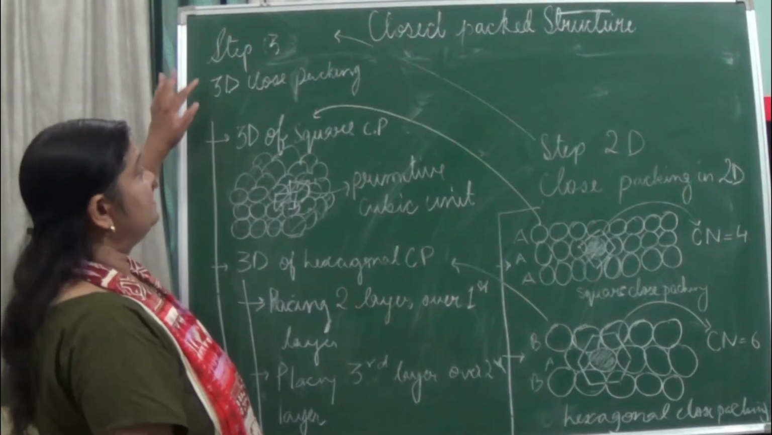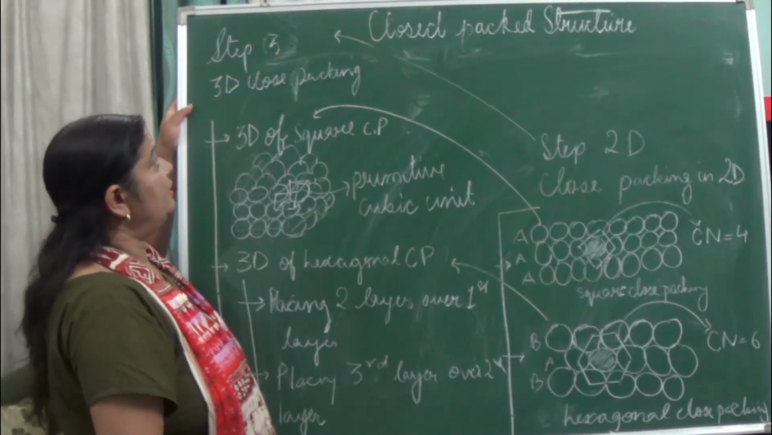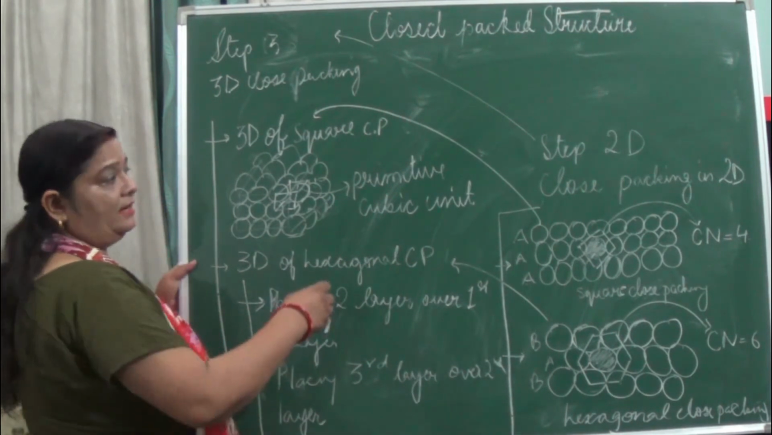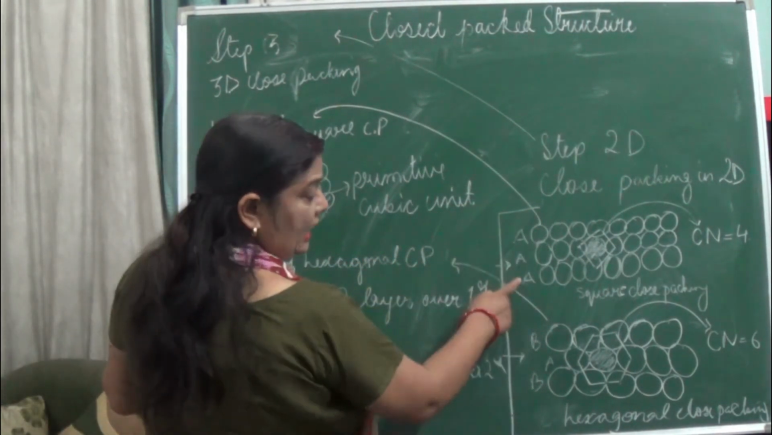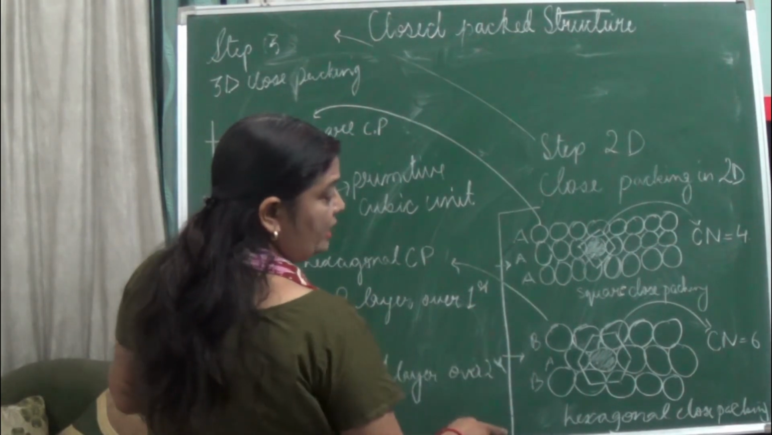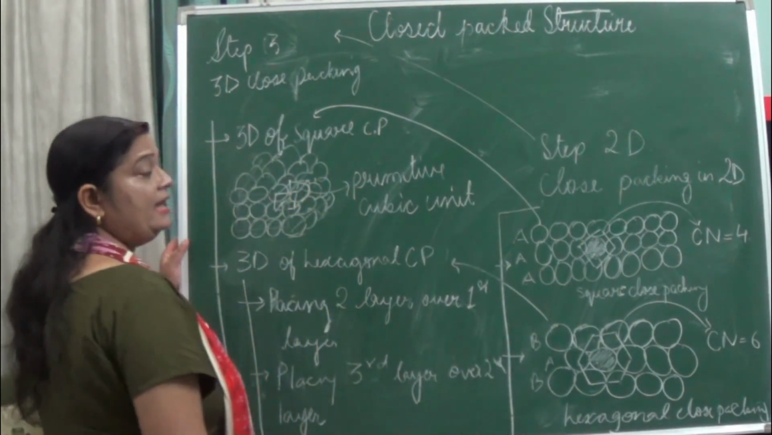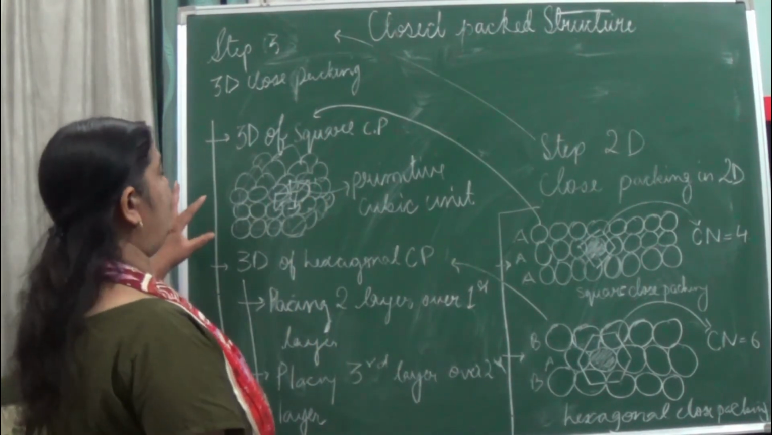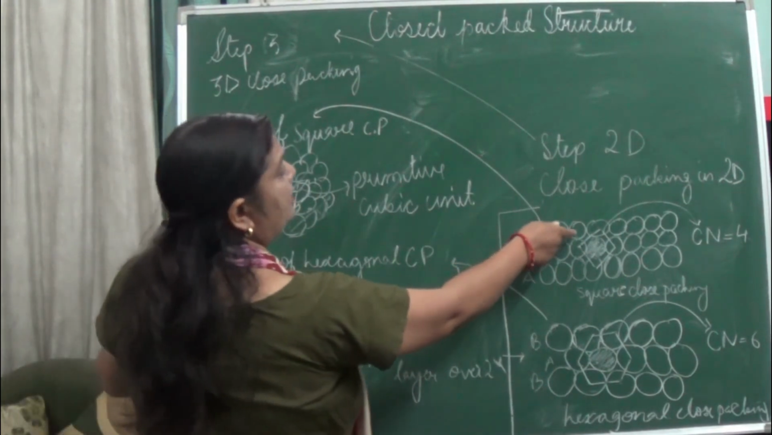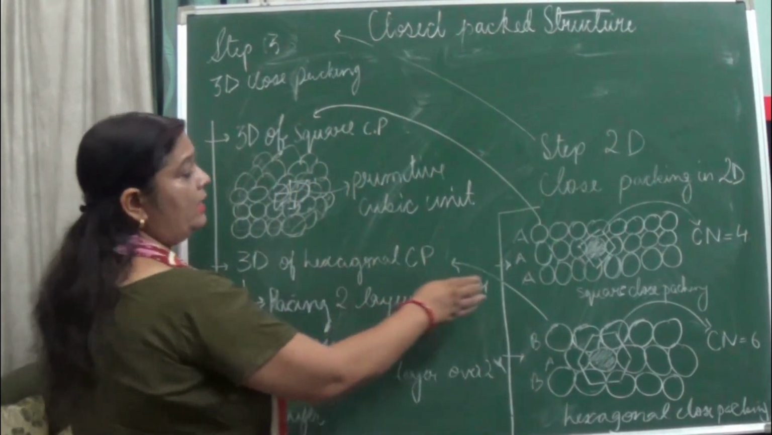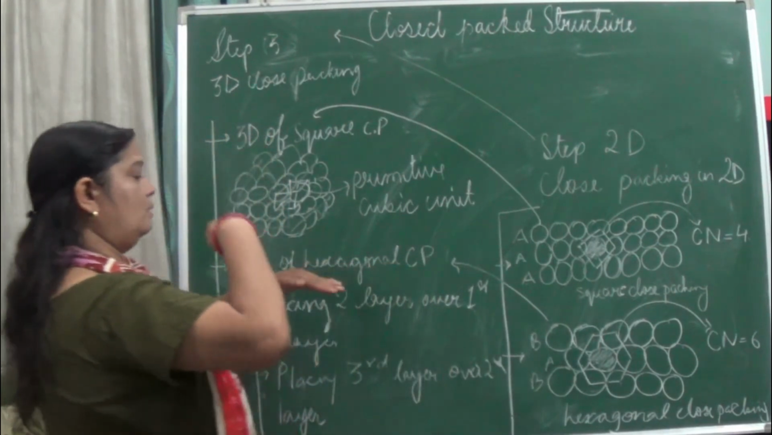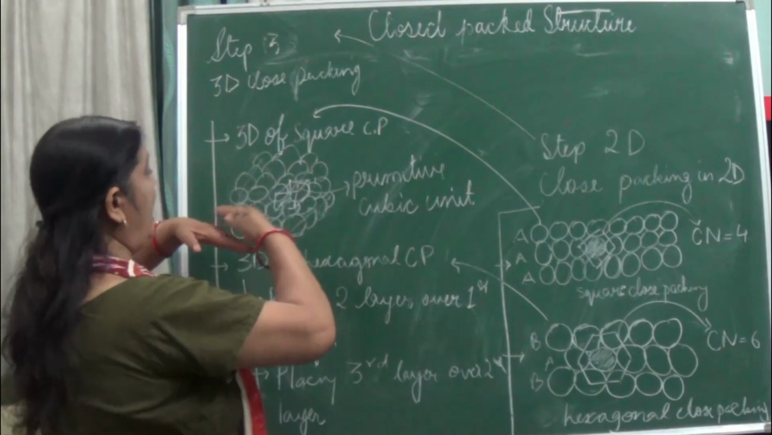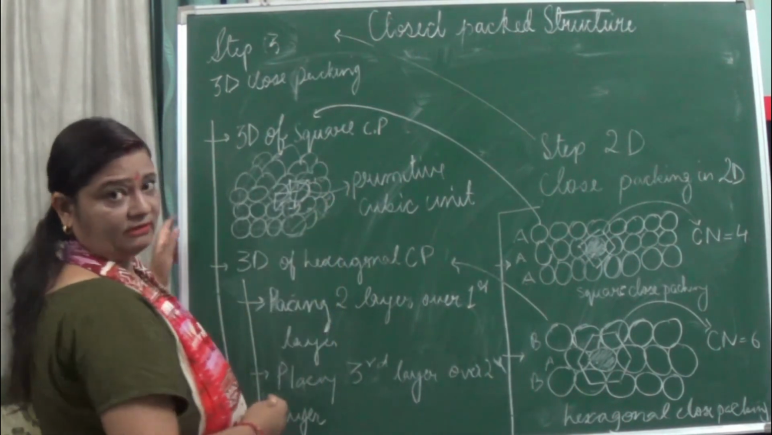Now let us study step 3 of the structure, the 3D close packing. First we studied the 2D close packing, isn't it? Two types we have studied: square close packing and hexagonal close packing. These will be used to form the 3-dimensional structure. So now we are taking the 2D close packing first. We take this layer and above that one more layer is added. As a result, when we add it, a box-like structure will be formed.